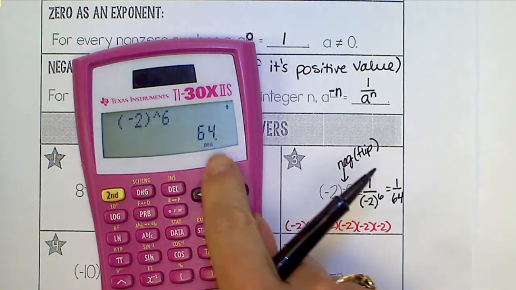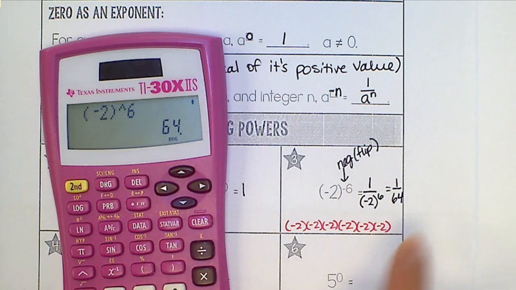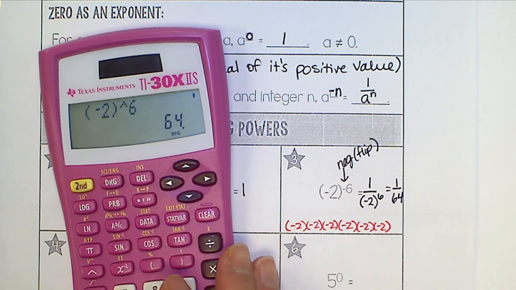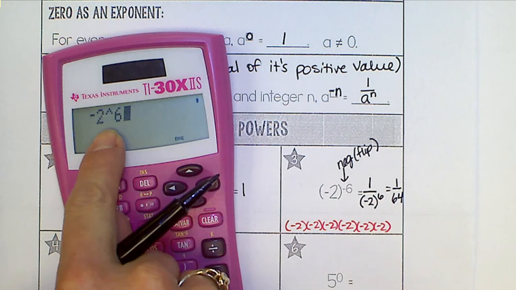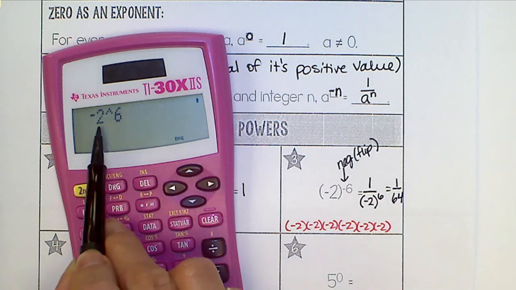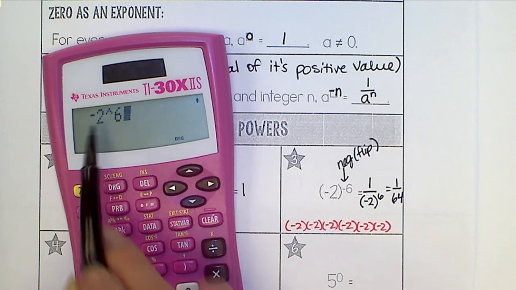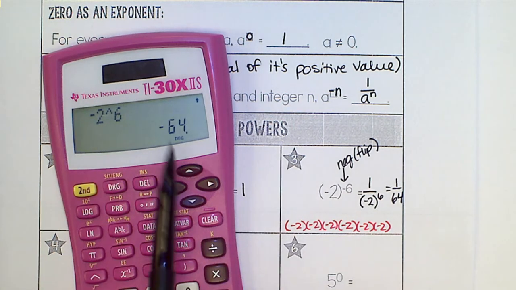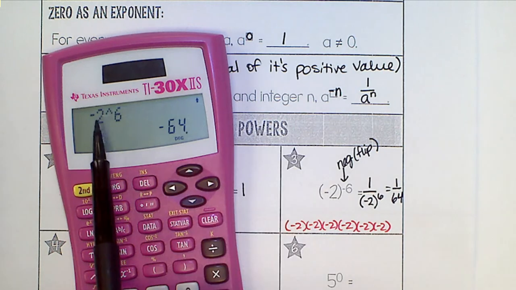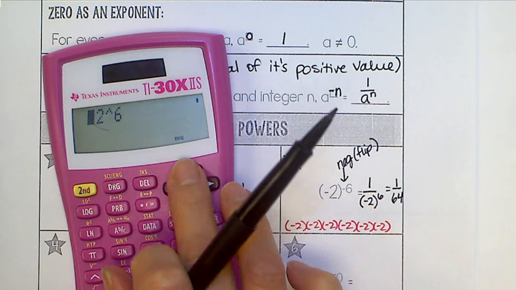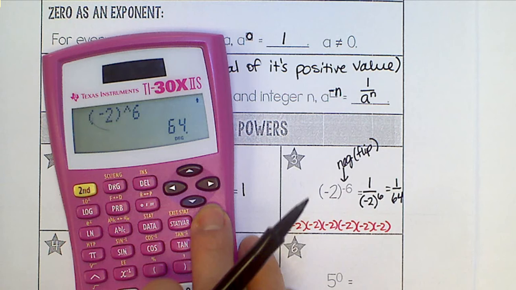Now let me show you what would happen if those parentheses weren't there. We would have done negative 2 to the 6th. This is a completely different answer, because our calculator treats that negative like multiplication, but exponent comes first with order of operations. So it's going to do 2 to the 6th first, and then it will stick the negative back on. So it's very important that you put those parentheses in. This would be the answer with no parentheses, and this would be the answer with parentheses. Be very, very careful.